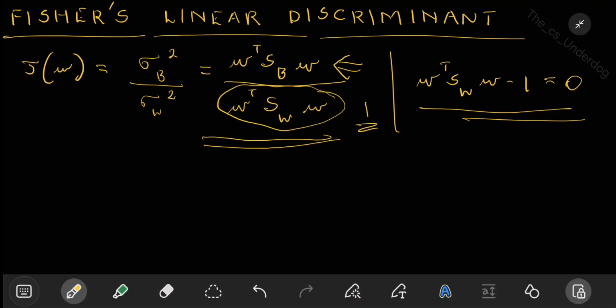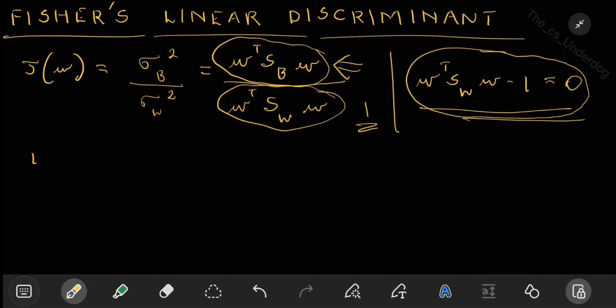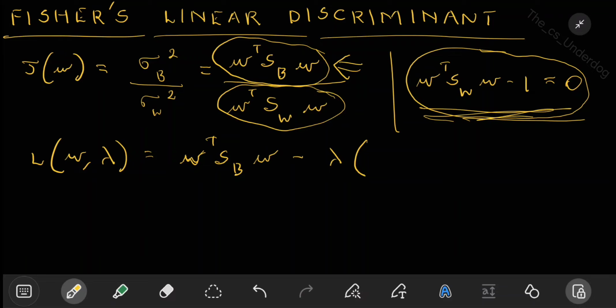Let us write the Lagrangian in order to maximize this numerator under the constraint that W transpose SW W minus 1 equals 0. So the Lagrangian will look like this. Lagrangian of W, lambda is equal to W transpose SB W, that is what you have to maximize, minus lambda into, you have to write the constraint, right? What is your constraint? W transpose SW W minus 1.